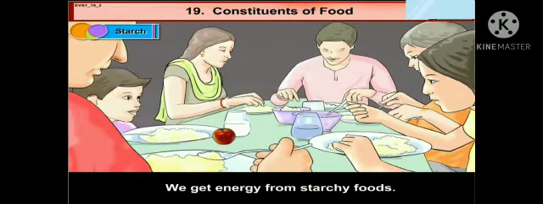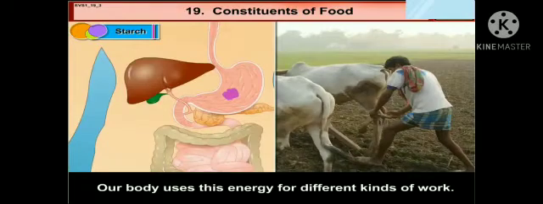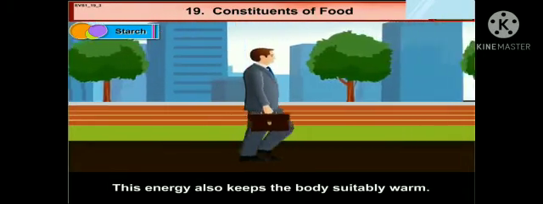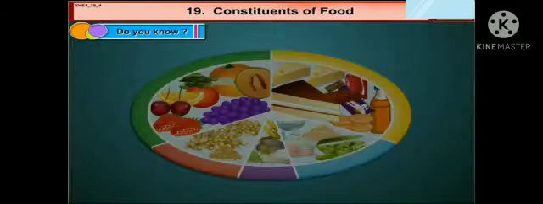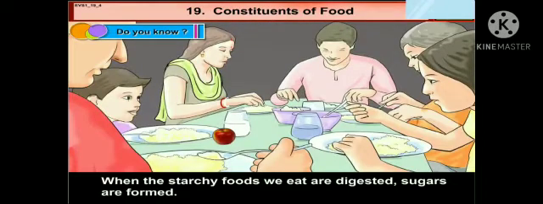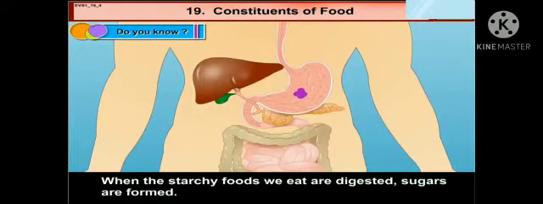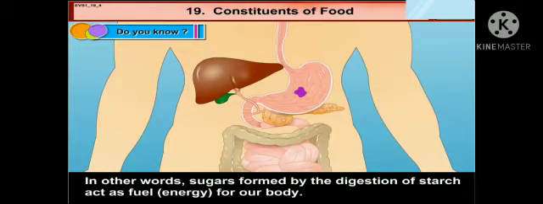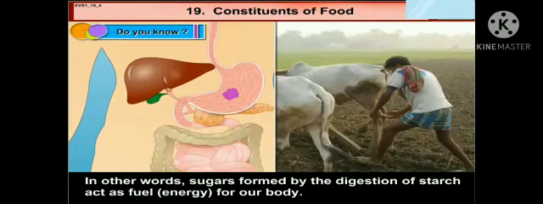We get energy from starchy foods. Our body uses this energy for different kinds of work. This energy also keeps the body suitably warm. Do you know, when the starchy foods we eat are digested, sugars are formed. These sugars burn slowly in our body, releasing energy. In other words, sugars formed by the digestion of starch act as fuel, that is energy, for our body.